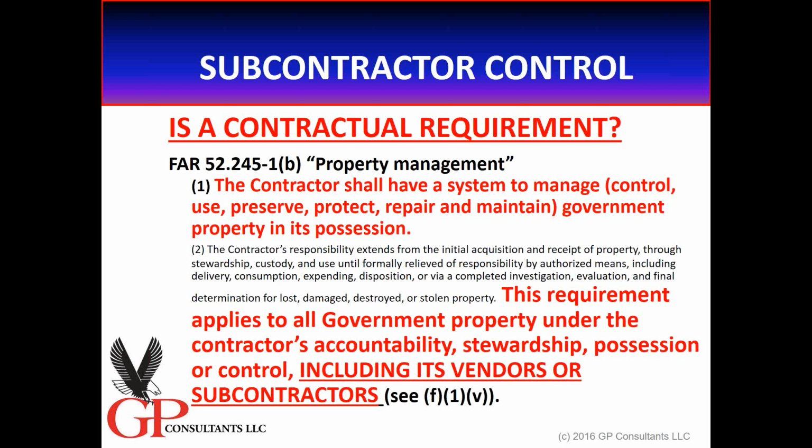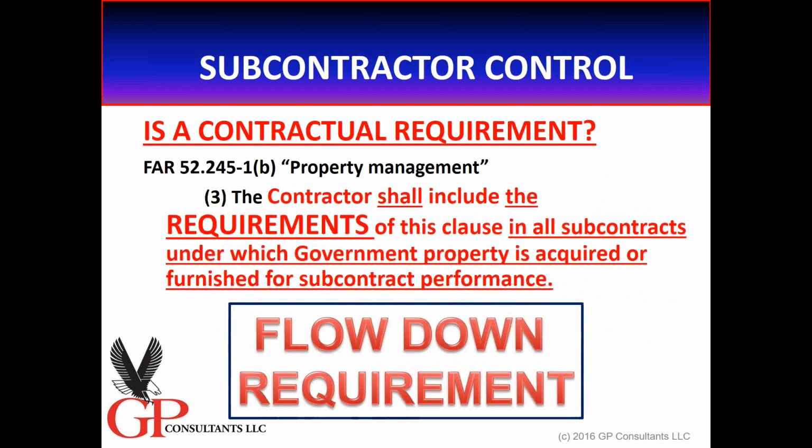The requirement to have a system, the requirement of this clause, applies to all government property under the contractor's accountability, stewardship, possession, or control. And here's the important part for today: including its vendors or subcontractors. So here we see our first opening salvo, the first discussion that says, look, we want you to have a system to manage government property, even government property that you have provided or furnished to your vendors or to your subcontractors, right? An important condition there.